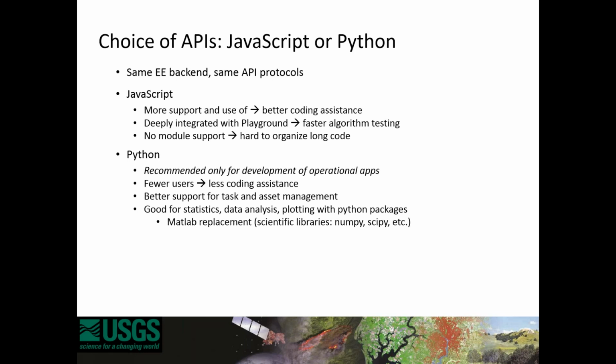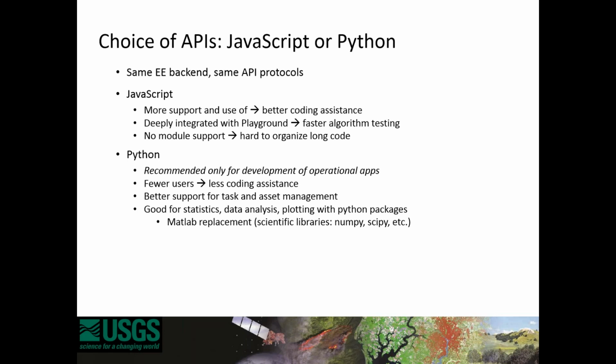The Python API, Google explicitly recommends it only for the development of operational apps. There's a higher threshold for entry into Earth Engine and to becoming familiar with Earth Engine through the Python route. There are fewer users, so there's less coding assistance. That said, it has much better support for task and asset management.